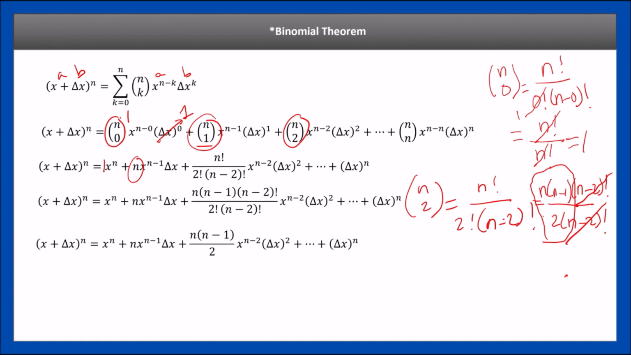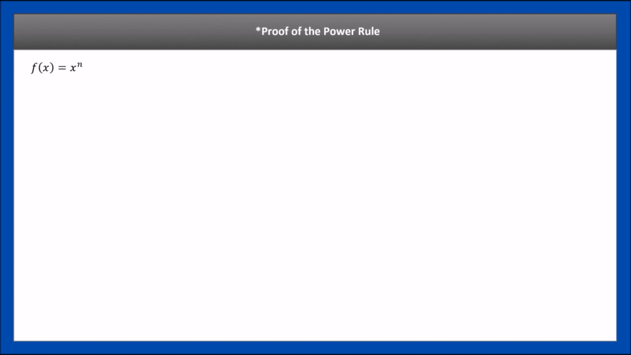All right, this is the clean form of it, the cleanest form you can get of this polynomial expansion. So we're going to use this in our proof, okay? All right, so again, it's kind of showing you this is the f of x equals x to the n.